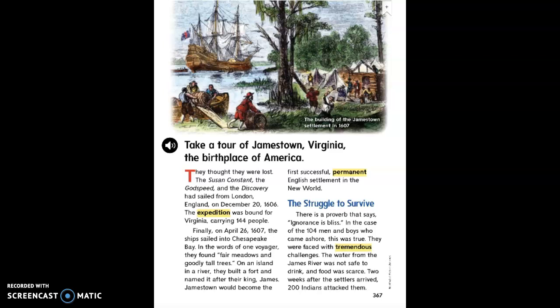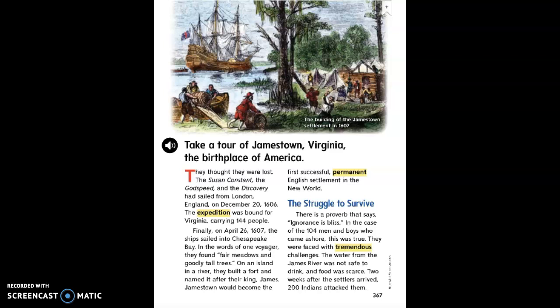We're going to stop right there. You can see the sequence of events happening in this story. Now remember, sequence of events can be told using dates or even words like finally, then, and next. Let's keep going.